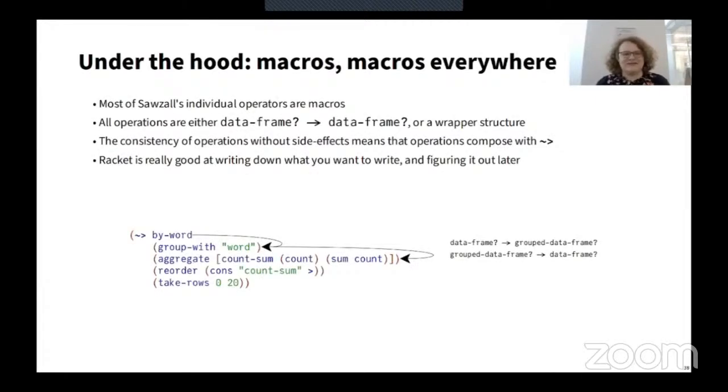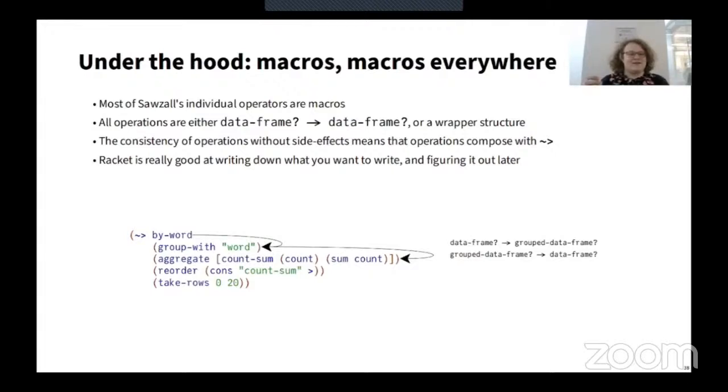Finally, let's take a look at how Sawzall works under the hood. In particular, most of Sawzall's individual operators are actually macros, and all of them, function or macro, have the signature data frame to data frame, or some kind of wrapper structure, like a group data frame, to represent grouping. The consistency of all of these operations without any side effects means that these operations compose with the pipeline operator, and we found that this results in a very natural do-this-then-that flow to programs.